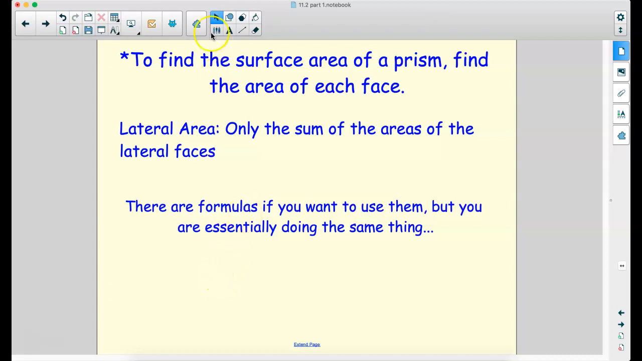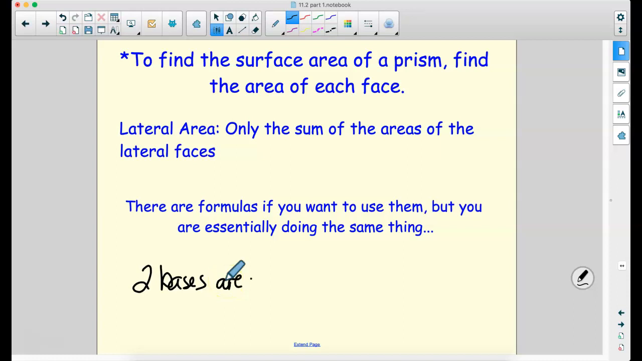There are formulas if you want to use them, but essentially you're just doing the same thing on every prism. You're finding the two bases areas, and you're adding it to all the lateral faces. So the lateral area, the area of all the lateral faces.